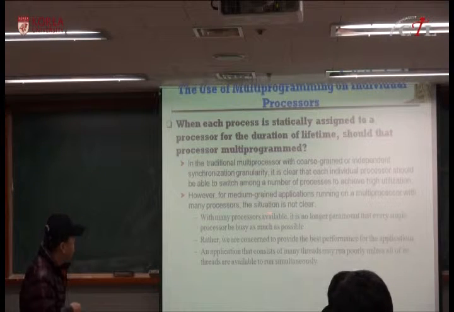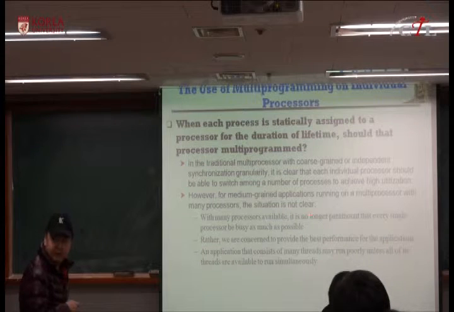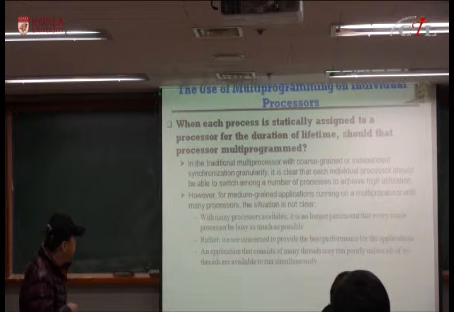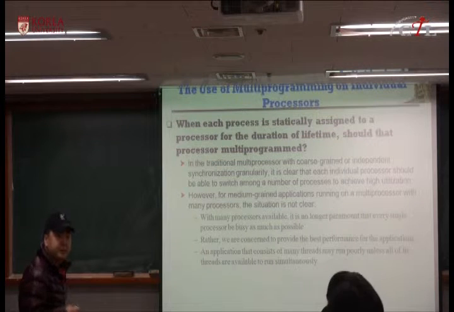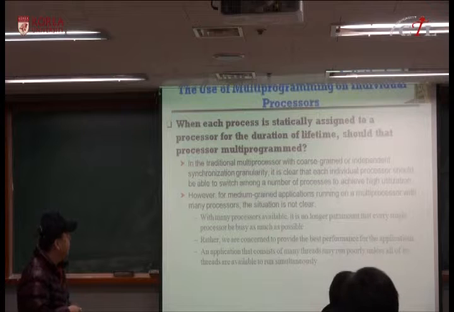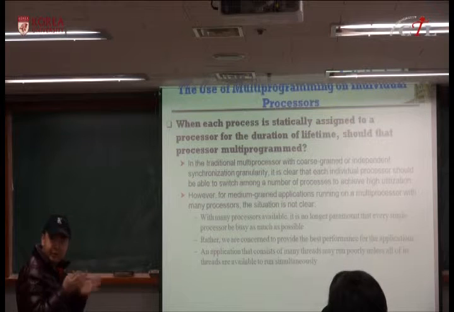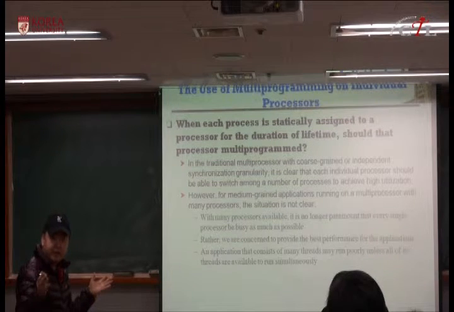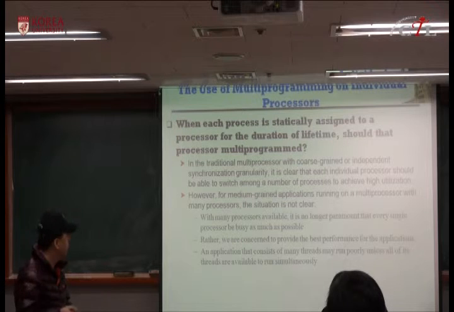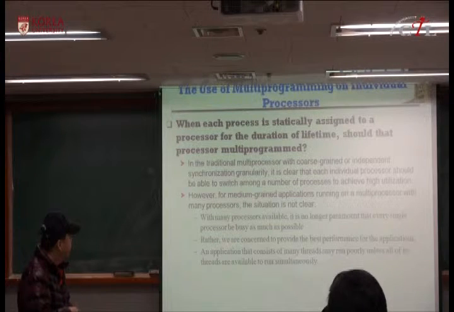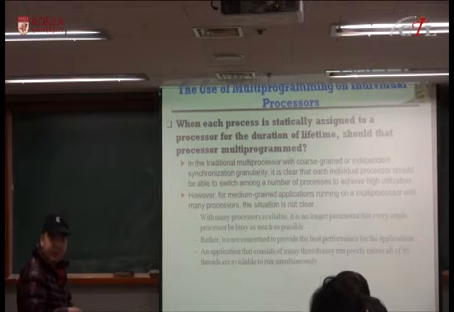But for medium-grained application running on multiprocessor with many cores or many processors, this situation is not clear. With many processors available, processor utilization is no longer paramount. Paramount means it's no longer best that every single processor be busy as much as possible. So the focus might not be just CPU utilization if you have many available processors or many available cores. Rather, we may be concerned to provide the best performance for the application.